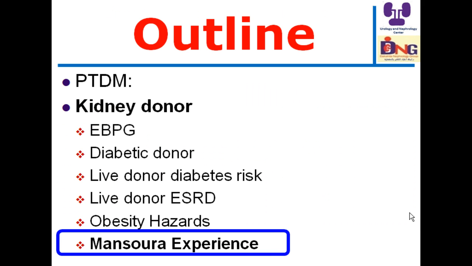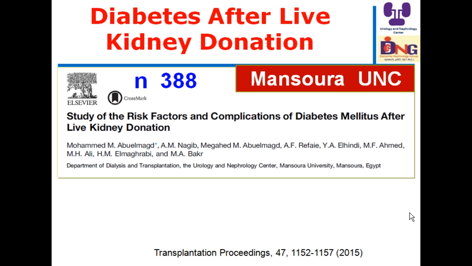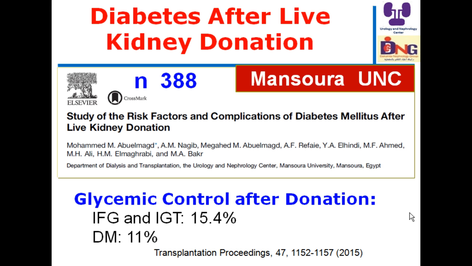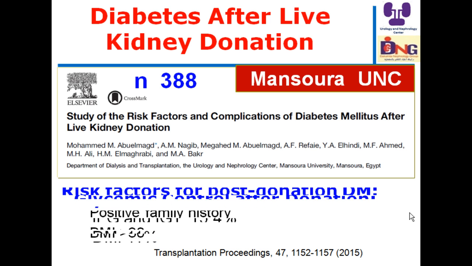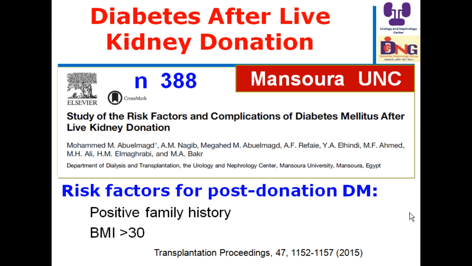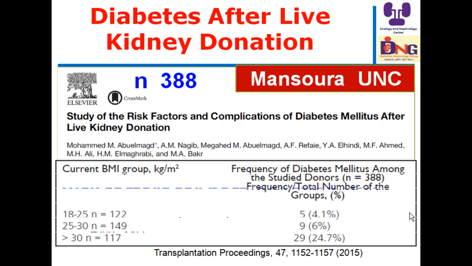Regarding our experience in a nephrology referral center, this study included 388 donors to study the risk of development of diabetes and glycemic control after donation. Impaired fasting glucose and impaired glucose tolerance occurred in 15%, and diabetes developed in 11% of these persons. The risk factors for post-donation diabetes included positive family history and body mass index above 30 kilograms per square meter. And this is the data regarding the different body mass index and the frequency of diabetes among studied donors. So body mass index above 30 is associated with increasing risk of development of diabetes after kidney donation.